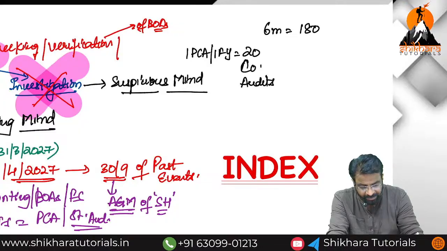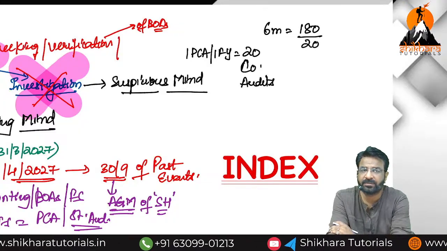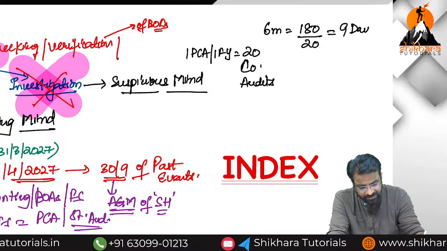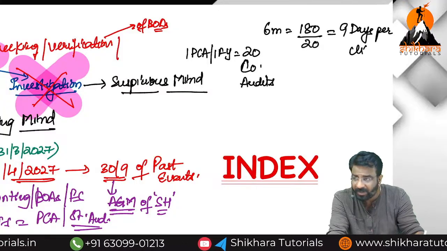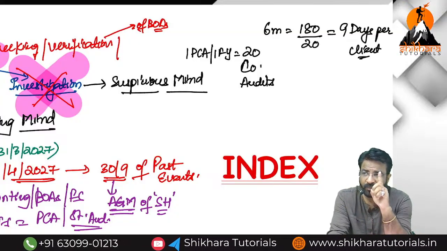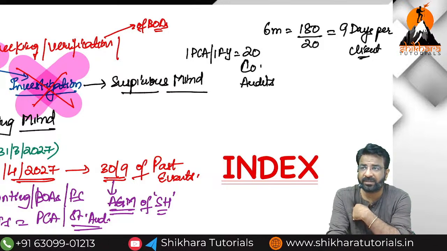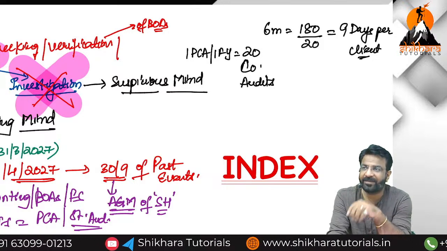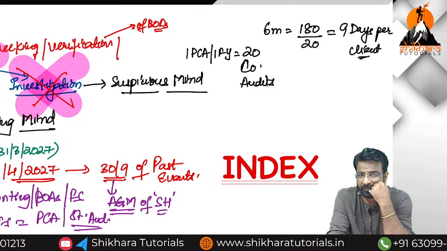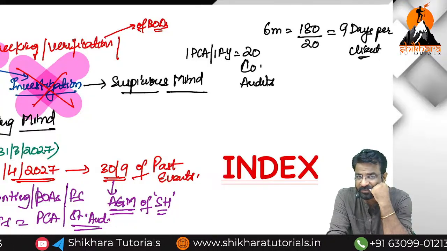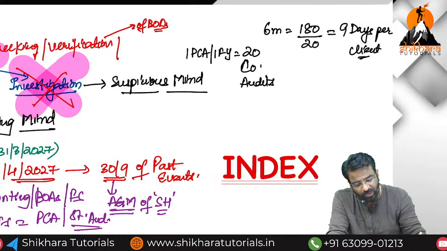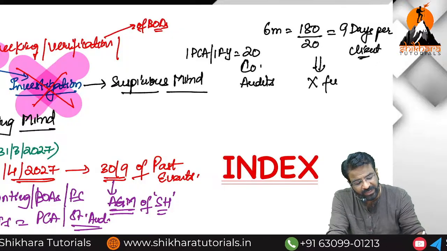So think logically, I have how many days? 180 days to complete my 20 clients. How many clients? Approximately 9 days per client. Do you all agree? So understand, 365 days of accounting, I have to check in how many days? 9 days. So do we have a lot of time or do we have limited time? Do I have one client to serve or 20 clients to serve? 20 clients.